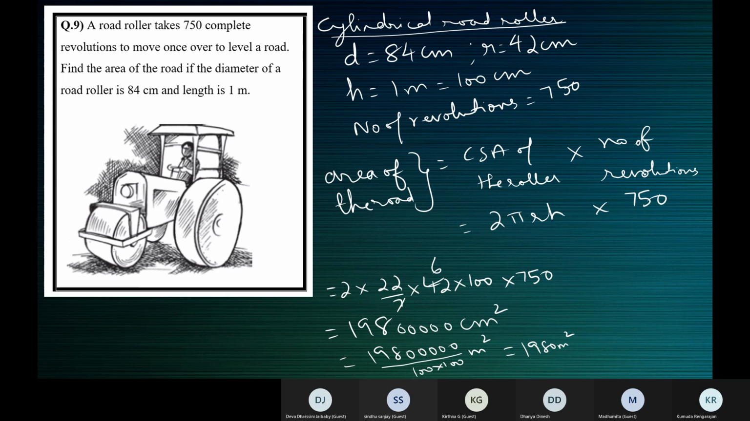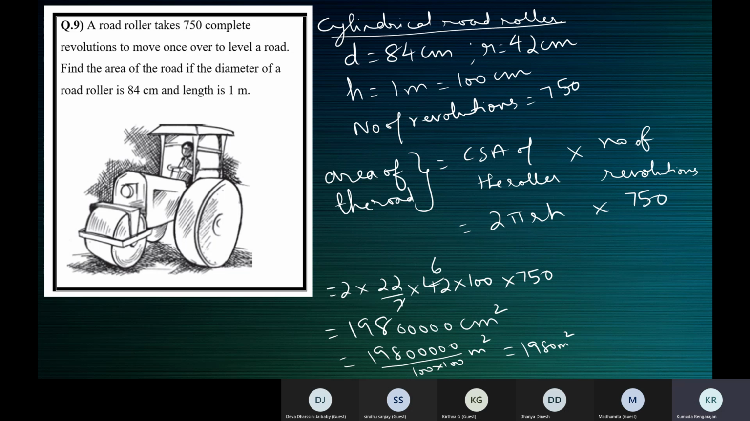You follow, children? I've had the values in centimeter. You should substitute all in the same unit. You cannot have one value in centimeter and the other value in meter in the same formula. All the values in the formula should be in centimeter or meter, the same unit. So I've had the radius as 42 centimeters and height is 100 centimeters. 1 meter is 100 centimeters.